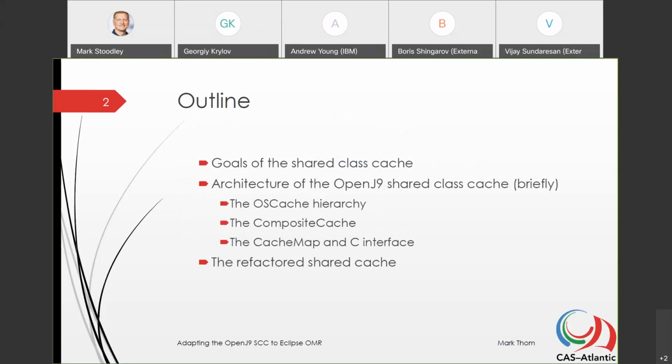So just to give you an overview of what I'll be presenting, I'll talk about the general goals of the shared class cache as realized in OpenJ9. I'll give you an idea of what the architecture of the OpenJ9 shared class cache looks like for those of you who aren't familiar. And then we'll take a look at the refactored shared cache. The entire purpose of explaining the architecture of the OpenJ9 shared class cache is just to motivate the concepts that we find in the refactored shared cache.